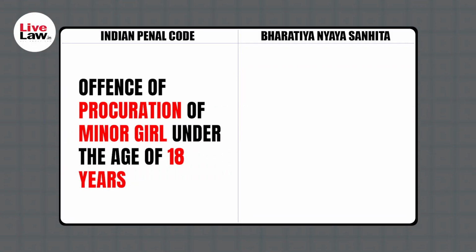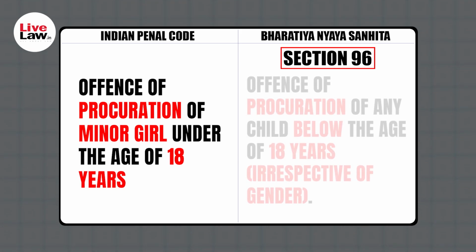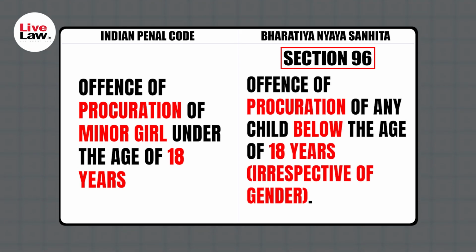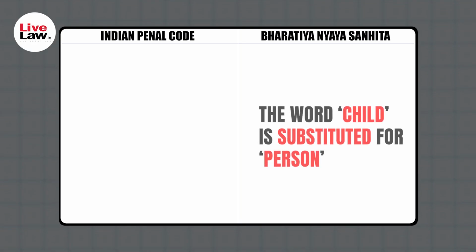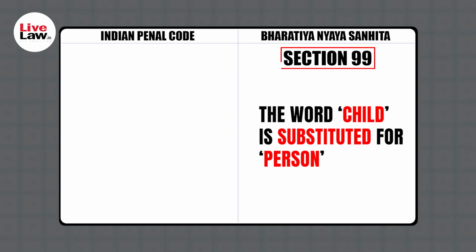The IPC provided for offence of procuration of minor girl under the age of 18 years. Section 96 of BNS deals with offence of procuration of any child below the age of 18 years, irrespective of gender. Another change is that the word child is substituted for person in Section 99 of BNS.